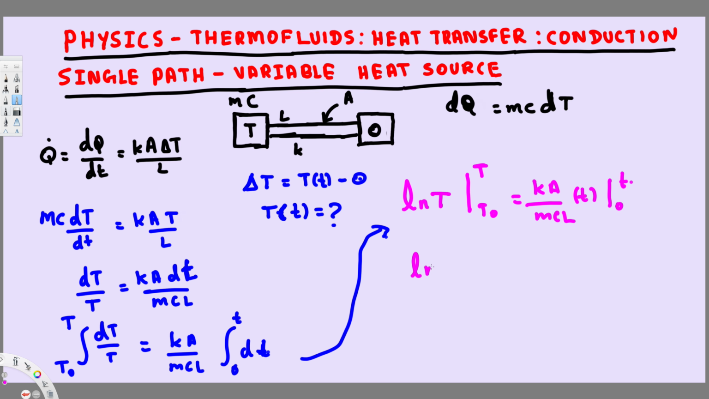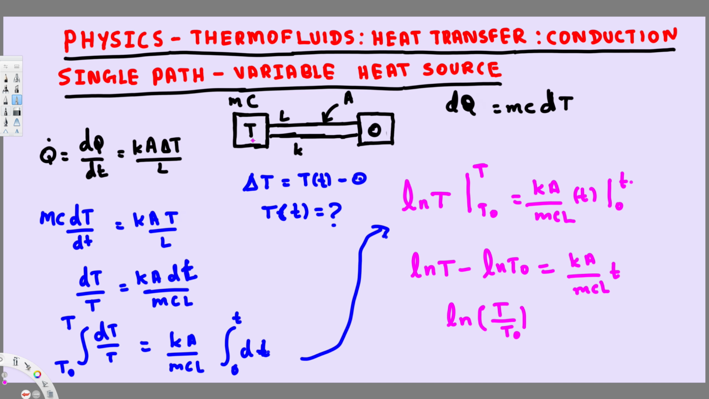Now let's apply these limits. So first we are going to have ln T minus ln T naught, and that's equivalent to kA over mcL, and if I apply t, this is going to be t, but if I apply 0, all the things are going to be 0, so we don't have to write that one. This one we can express as ln. When ln subtracts, it means dividing, so this is going to be ln T over T naught, right? So this is how the expression is going to look like.